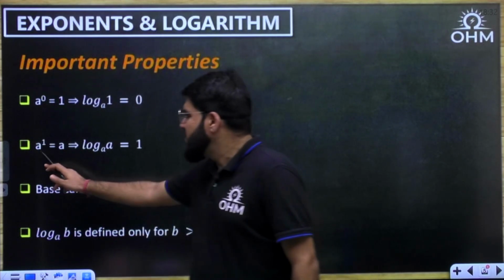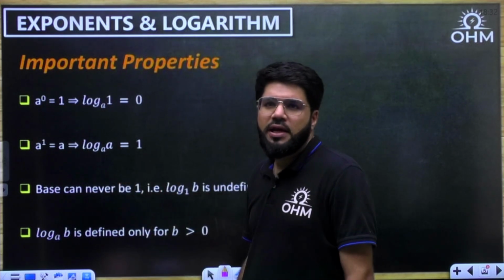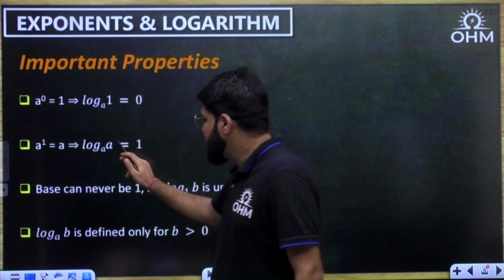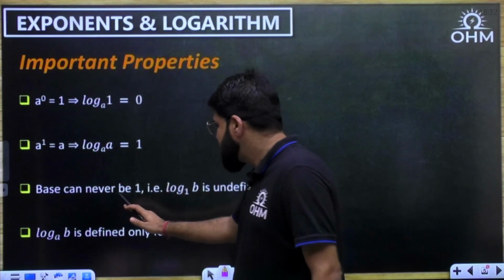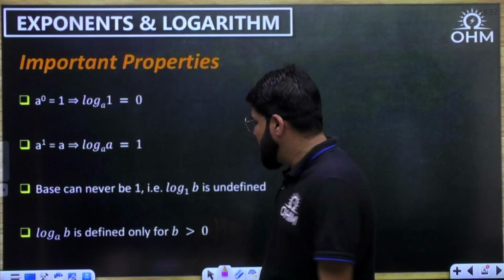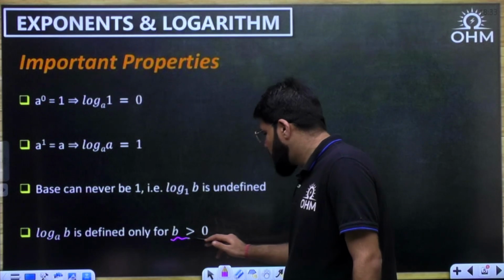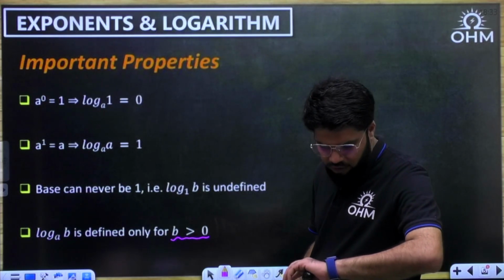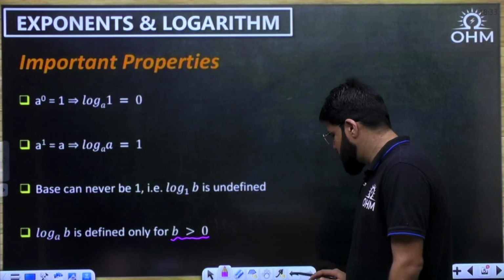Now a power 1 is equal to a, so log of a to the base a will be 1. When the number and the base are the same, the result is 1. Base can never be 1. At the same time, log, as we know, is defined only for positive numbers.